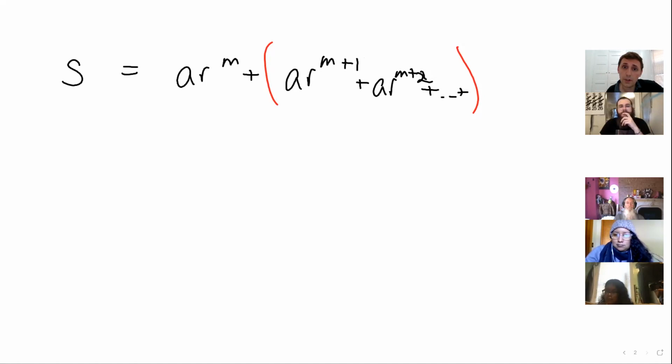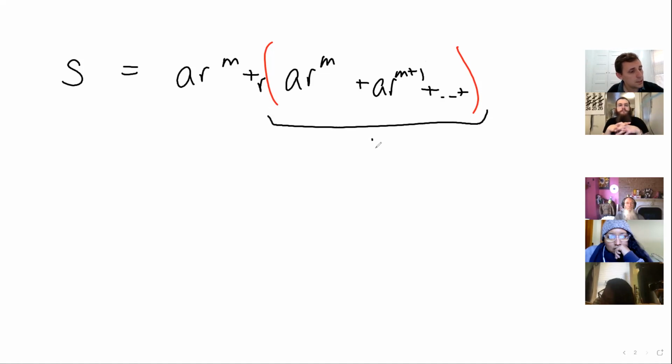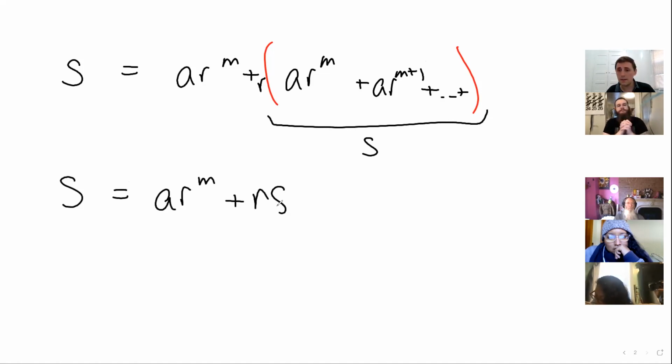Factor something out. Very good. And what? Factor r. Thank you, Nicholas. You just factor out r. Do you see why, guys? Here is that r factored out. And then this is a r^m plus a r^(m+1) and onwards. So that makes this expression equal to S. And I have that S equals a r^m plus r S.